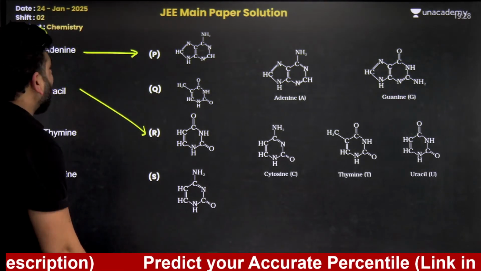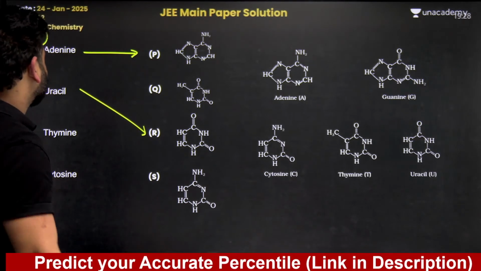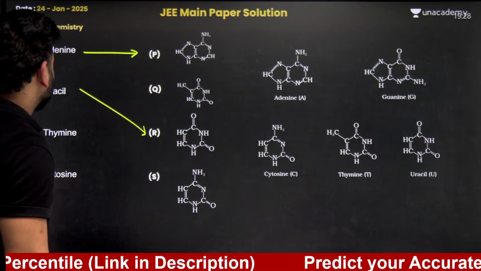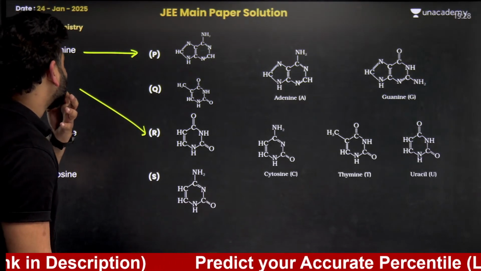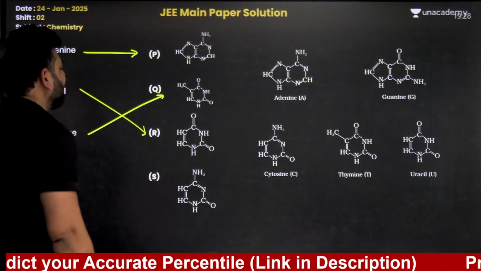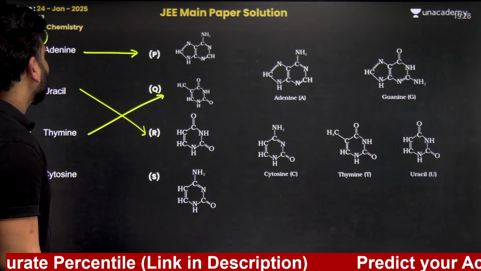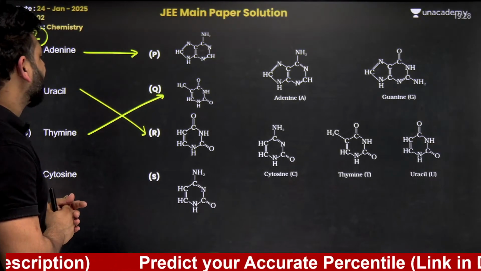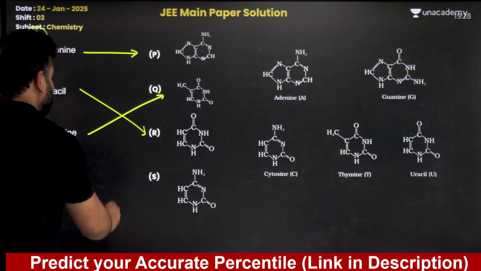R, then thymine. Thymine has a similar structure, by the way, with a CH3 group over there. Thymine and uracil are similar, only with the difference of the CH3 group. And there comes the cytosine. So no doubt the only remaining one will be cytosine. This is your cytosine.